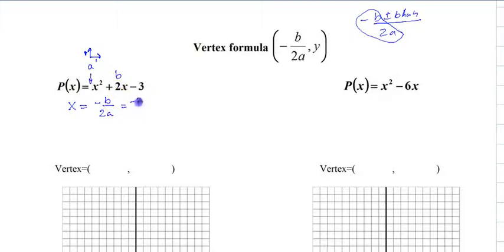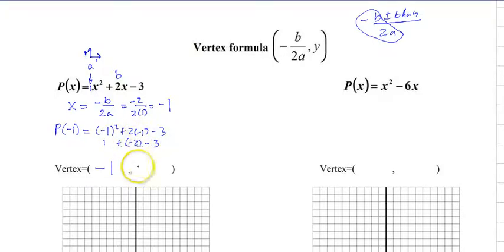So this is negative 2 over 2 times a, which is 1. So negative 2 over 2 is negative 1. So we know our vertex has an x coordinate of negative 1. And then anytime you want to find the y coordinate, you just plug it back in. So that would be 1, negative 2. So that's negative 5 plus 1 is negative 4. And there is our vertex.